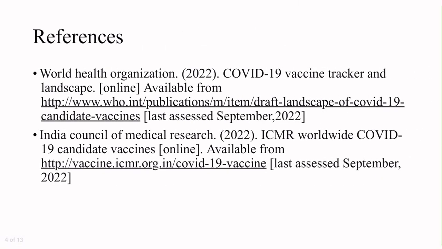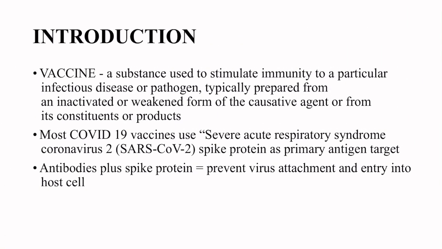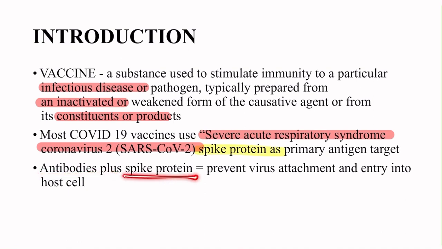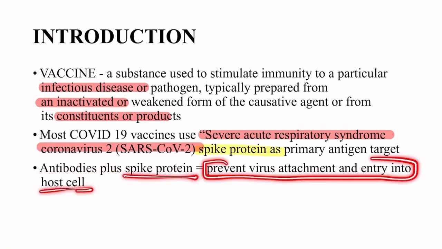The references for this video have been taken from WHO and ICMR. To begin with, let's try to fit this vaccine in the definition of vaccine. Vaccine is defined as a substance used to stimulate immunity to a particular infectious disease. In this case, it is COVID-19, typically prepared from an inactivated or weakened form of the causative agent or from its constituents. Most of the COVID-19 vaccines use the severe acute respiratory syndrome coronavirus 2 spike protein as a primary antigen target. When antibodies bind to the spike protein, it prevents the virus attachment and entry into the host cell.